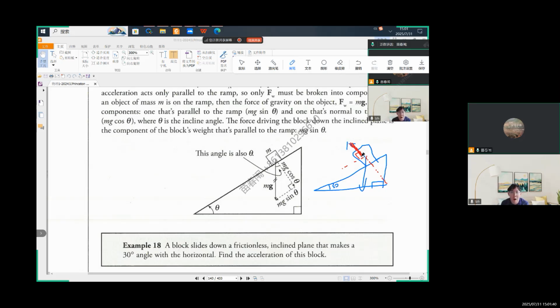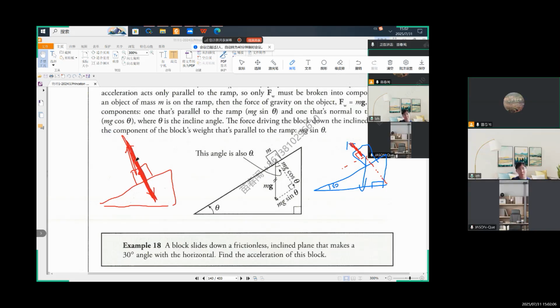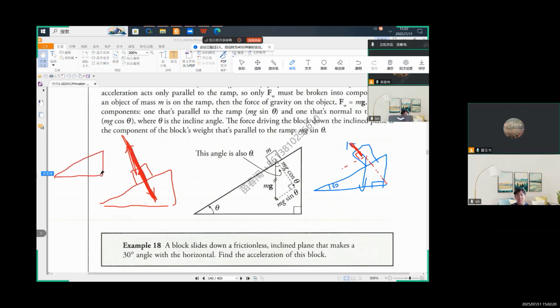Because this is perpendicular, let's think about this. Is this block going into the slope? No, right? And also, is this block flying away from the slope? Also no. Which means in this perpendicular direction the forces are equal. So Newton's first law is working here, which is good for us, so this direction is going to be balanced. We have the forces in here, right? You draw this line.